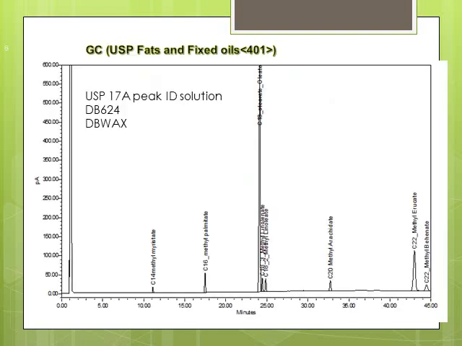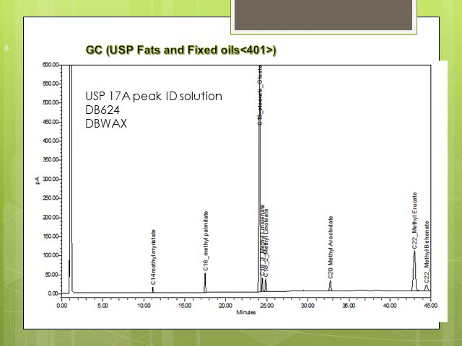This is a GC chromatogram of the USP 17A peak ID solution. The USP monograph talks about a DB wax column, but to generate this chromatogram, I used DB624. We see the myristic acid, a C14 fatty acid, around 12 minutes. C16, or palmitic acid, is around, let's say, 18 minutes.